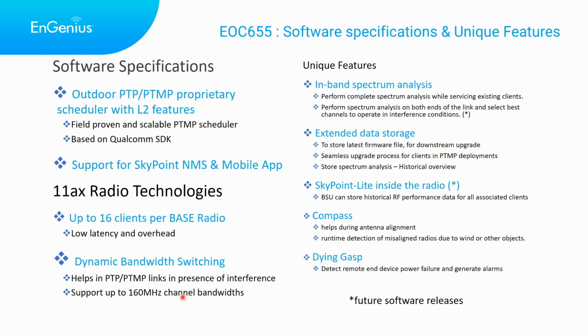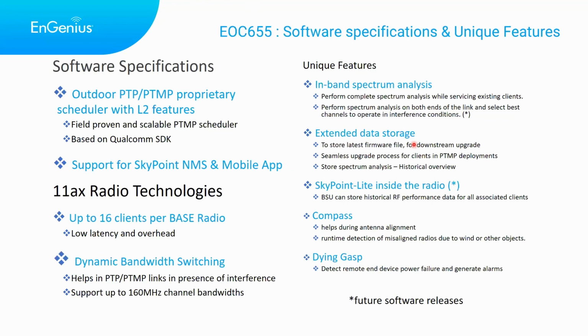Some unique features that we have is an in-band spectrum analysis which you can run in the system. So without having to use external scanners, external hardware to scan the frequency in the area, you'd be able to run that straight away from the access point. You can run this through our NMS, which we call SkyPoint, or in the future we'll also be updating the software of the access points so that you can see that directly from the unit. Let's say you're using it in standalone mode and you're not using the controller, you want to do spectrum analysis, you can do this straight away from the system as well.